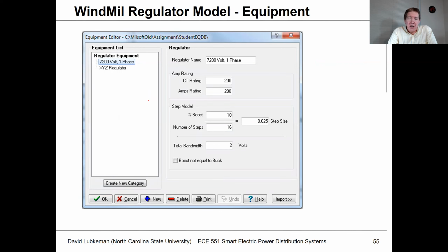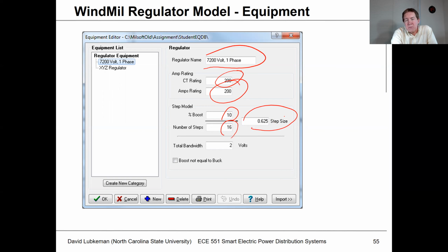You go in and you can set up the regulator model, and this is also posted on the Moodle site. So I've got a 7200 volt single phase regulator in this case. I've got the CT rating in here, the current rating, and the percent boost. I have the number of steps, and the incremental change per step is the 10% divided by 16, which is 0.625. I could also plug the bandwidth in here as well. So what Windmill is going to do is apply these parameters in doing the simulation.